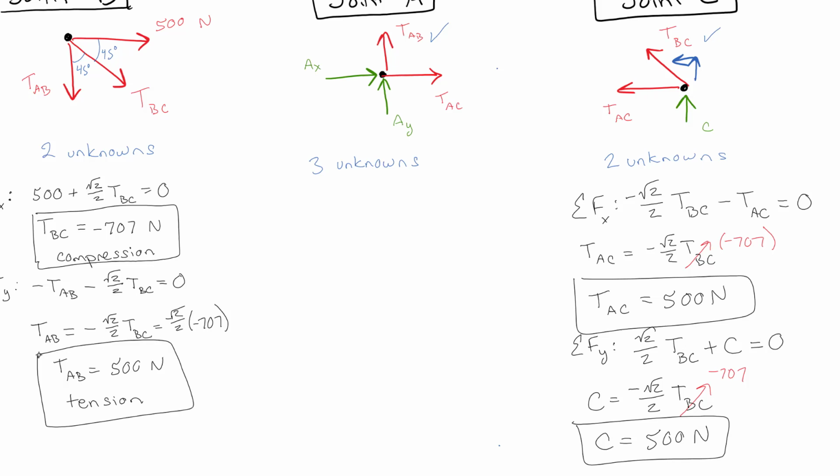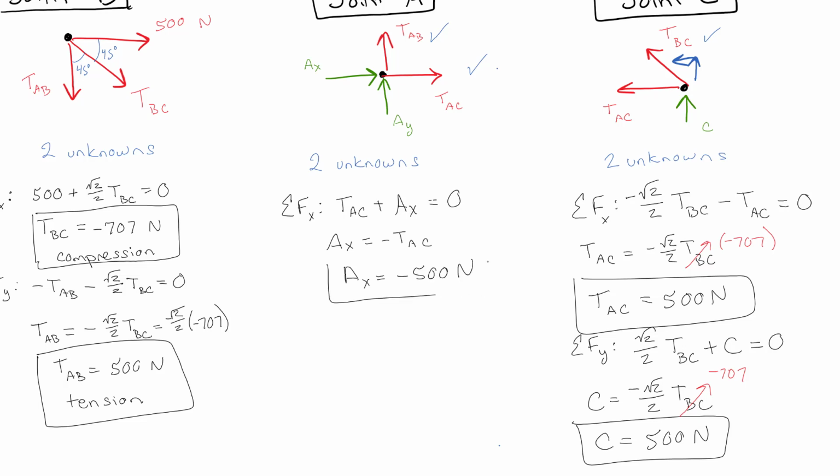Okay, now we can actually go back and do joint A, because if we look, now I have TAC. So instead of having 3 unknowns, now I have 2 unknowns. Amazing. Okay, so I can look at the sum of the forces in the x direction. This one's actually really kind of straightforward, so I'm glad I left it to the end. So sum of the forces in the x, TAC is in the positive x direction. AX is in the positive x direction. So that means that AX is equal to negative TAC. So that means that AX is equal to negative 500.